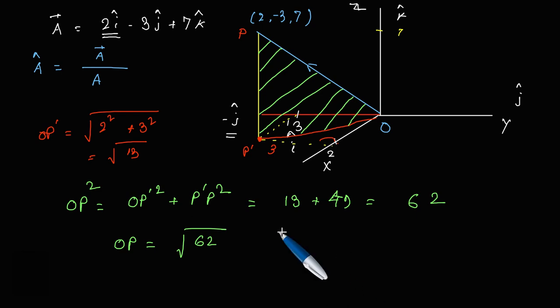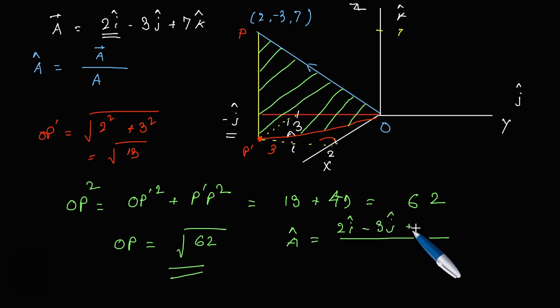Can you see? It is easy. So A cap is the vector by its value. The value is root 62. So let's write vector A means 2 i cap minus 3 j cap plus 7 k cap, and then over root 62. This is the unit vector of this vector OP.